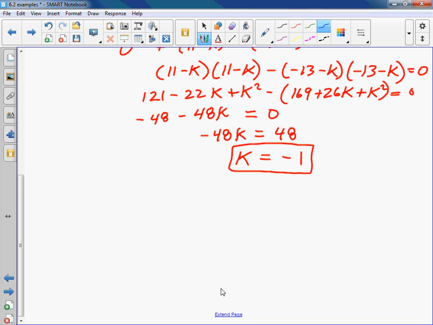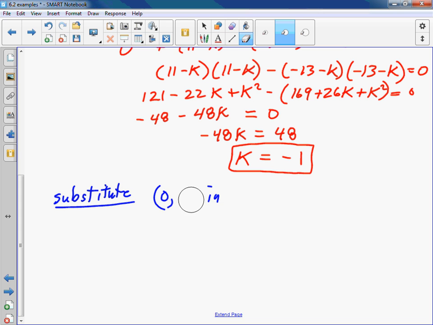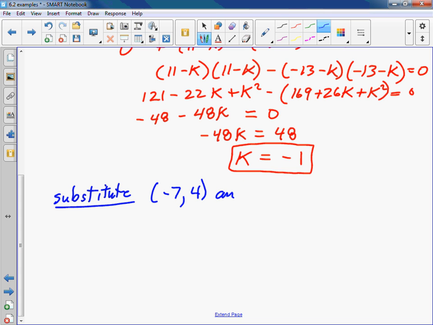We can substitute again. I'm going to go a different color. Substitute again. We can substitute 0, 11 into, no, I lied. Let's go, well, yeah, 0, 11 works. But let's do it this way first. Let's substitute negative 7, 4, and 0, 11. I like that better.